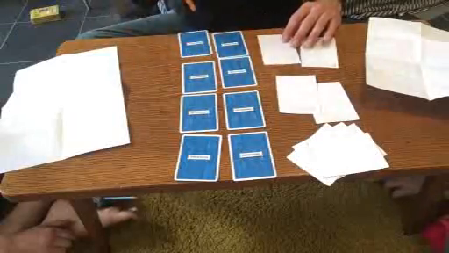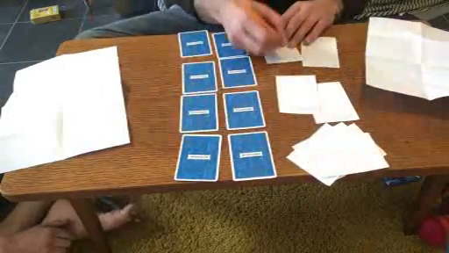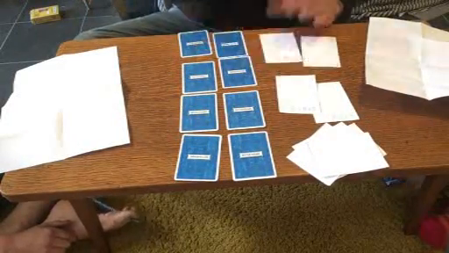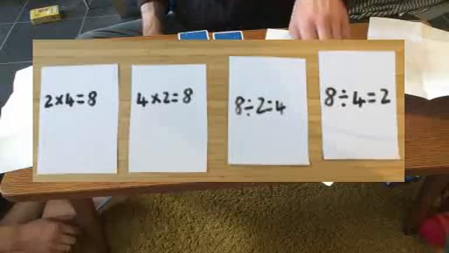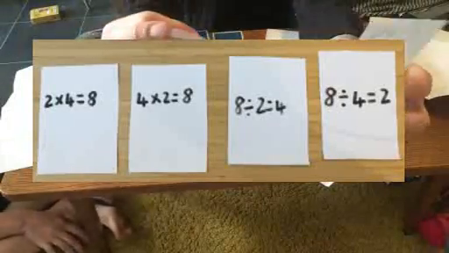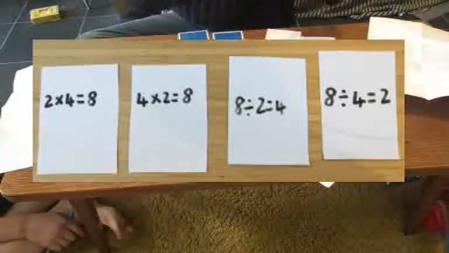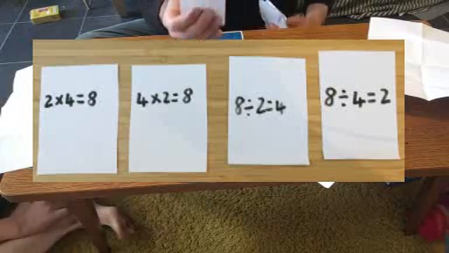Looking at this array here, if we're not doing it in 2's, what else could we think about it? We could divide them into 4's. And of course, how many 4's would we have? How many 4's are there here? 2. There are 2 4's. So now we have our 4 facts. We've got 2 times 4 is 8, 4 times 2 is 8, 8 divided by 2 is 4, and 8 divided by 4 is 2.